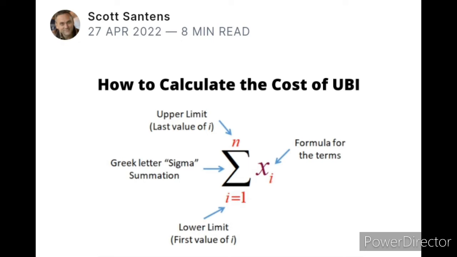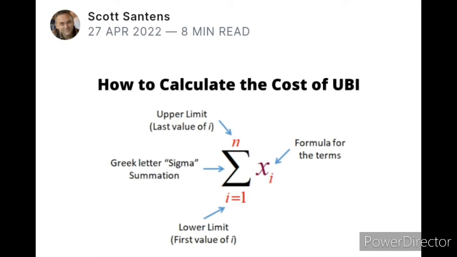The claim. The cost of universal basic income, represented by C, is the dollar amount of the UBI, D, multiplied by the number of people receiving it, N. The equation C equals D times N. Rating, false. Explanation. First of all, it's important to understand that the simple multiplication doesn't calculate the cost of UBI.